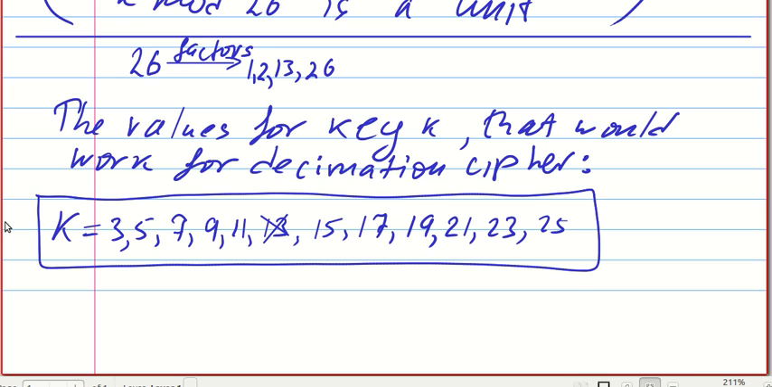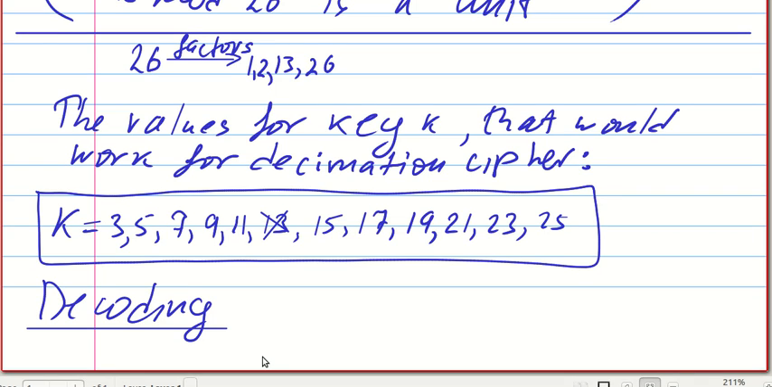So now we know how to encode, and we know how to pick a key that would work. Any odd number excluding 13 would work. The last thing to discuss for the decimation cipher is decoding. We have not done any decoding yet, and this is, again, a big discussion. So let's try to go through it.